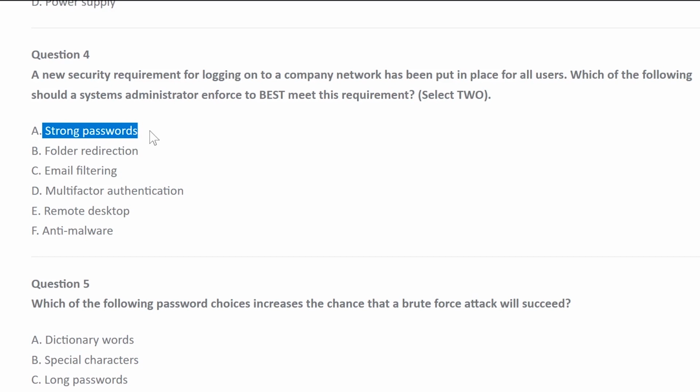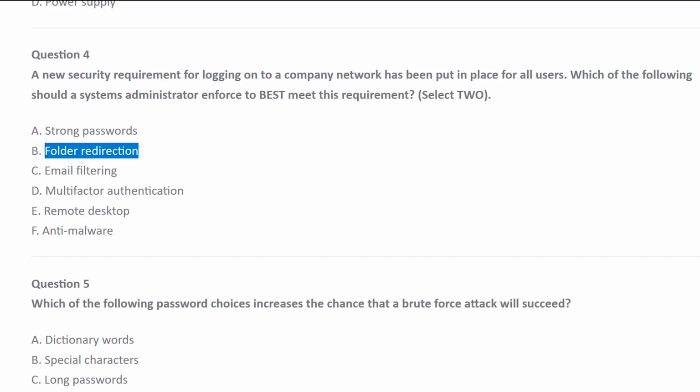So A, strong passwords. We know this is a good idea, right? We're going to have to change the requirement as a system administrator. What we're going to do is make it so that your password has to be more complex. That's always a good thing. So that's one of the things we should probably pick.